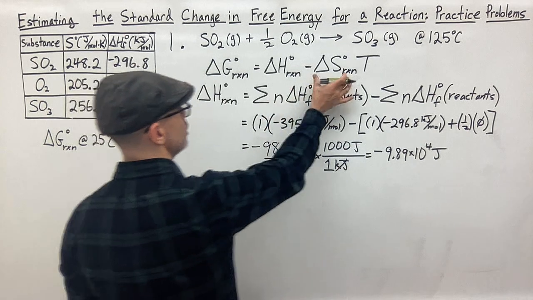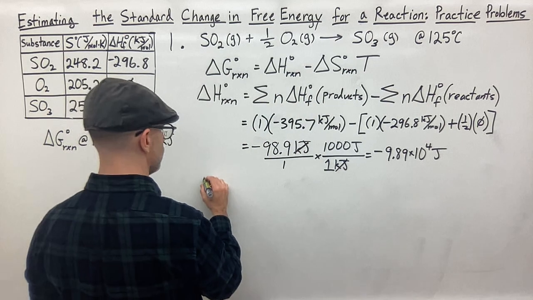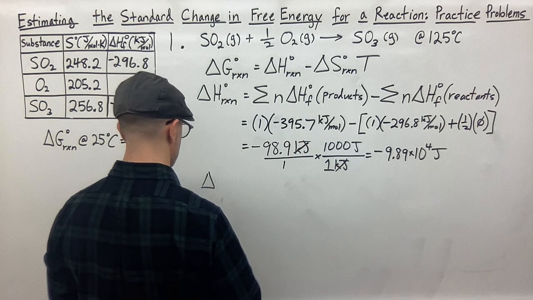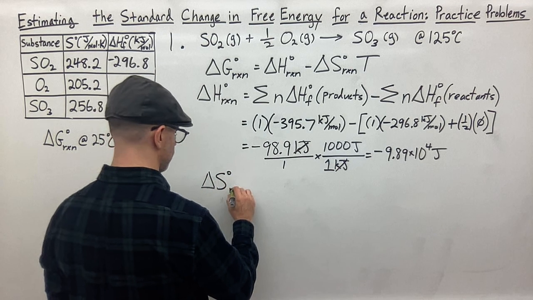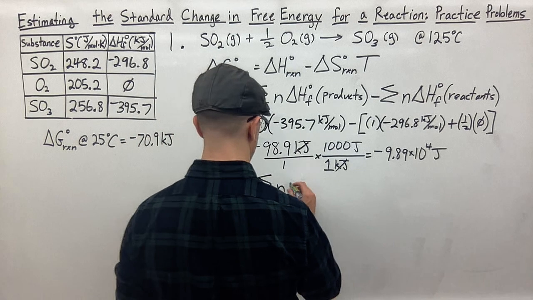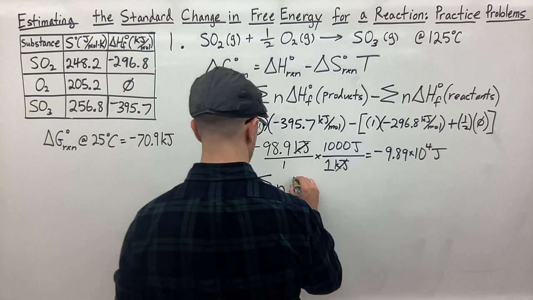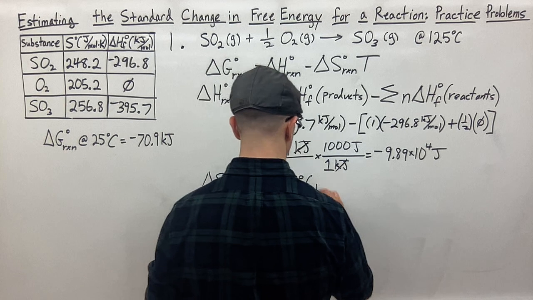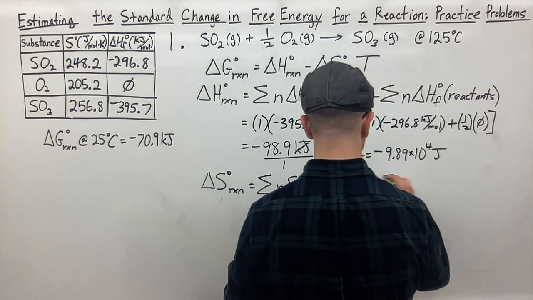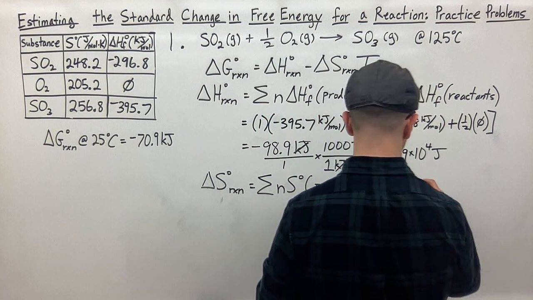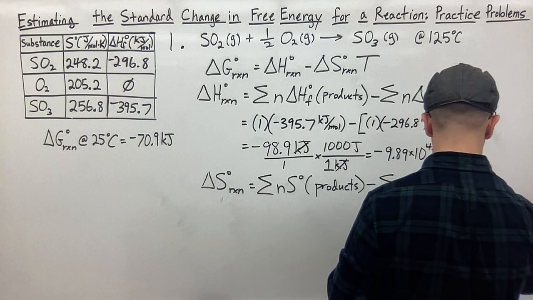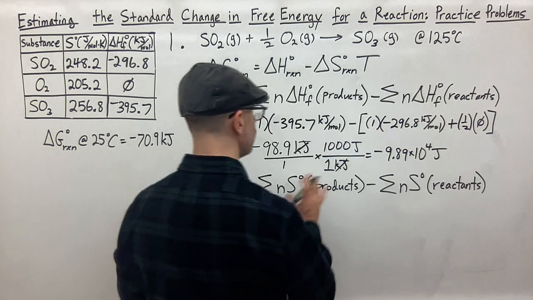Now next we're going to do the entropy. So same exact equation, but now we're dealing with entropy. So that's going to be delta S, the standard delta S of the reaction is equal to, again, the sum of the products minus reactants. So it's going to be the standard entropy of products minus the sum of the standard entropy of reactants.